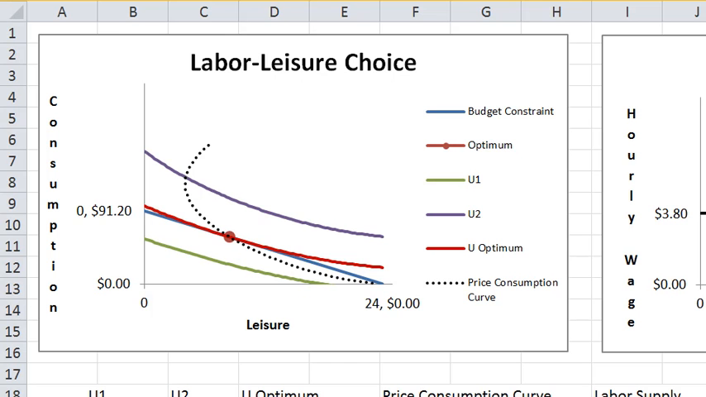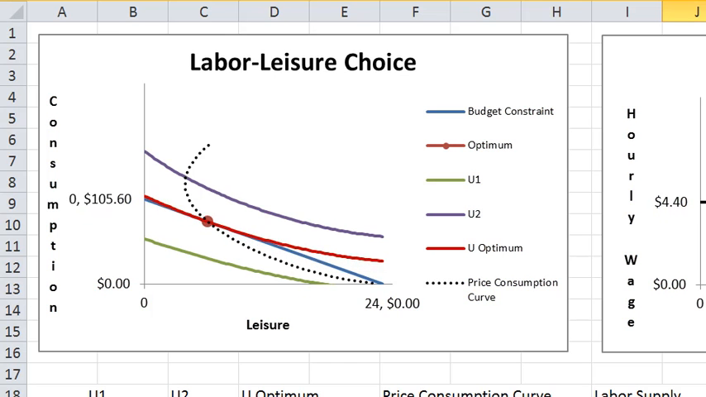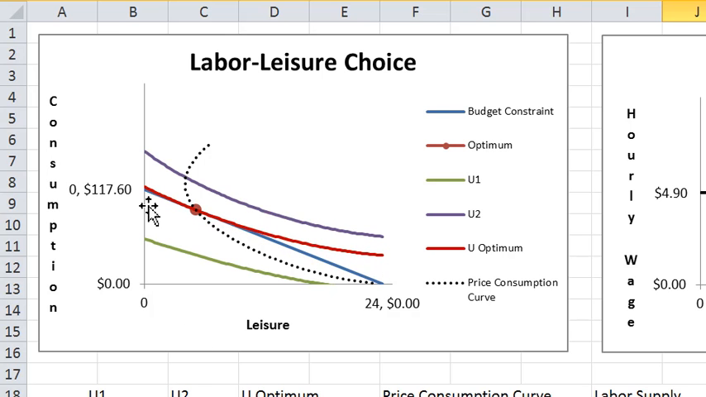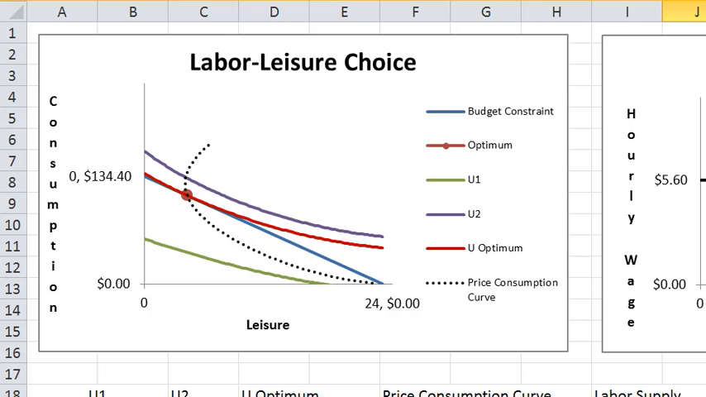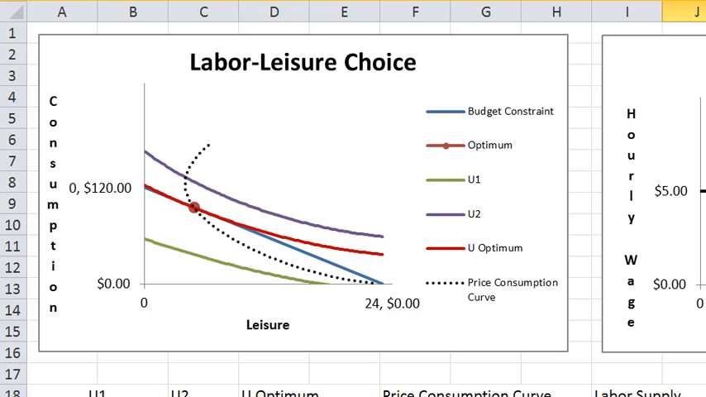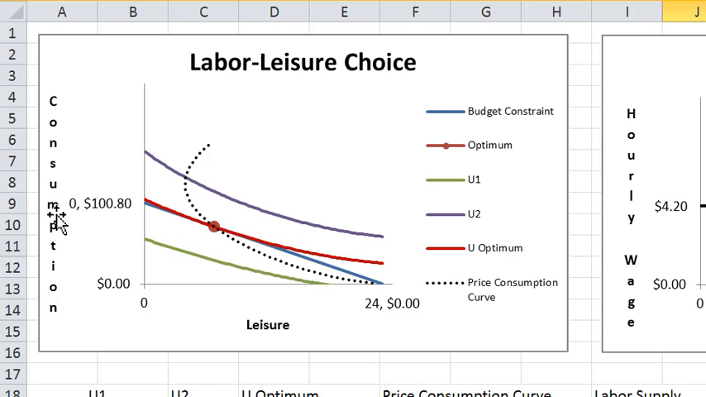So let's watch what happens when I raise the wage, and just look at the axis for the moment. Don't worry about the point here. Raising the wage allows you to have more consumption if you were to take all that leisure time and work with it, and likewise lowering the wage lowers this intercept. So this is 0 leisure, and the wage times 24 dollars worth of consumption. So that's the budget line, given by this blue line.